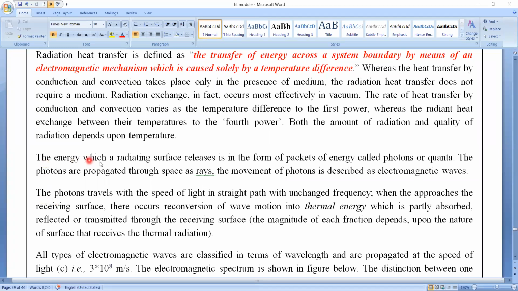Now, the energy which a radiant surface releases is in the form of packets of energy called photons or quanta. As we have discussed, in radiation type of heat transfer, the radiant energy will be transferred in the form of electromagnetic radiations, which are typically known as photons or packets of energy or quanta. The photons are propagated through space as rays. The movement of photons is described by electromagnetic waves.